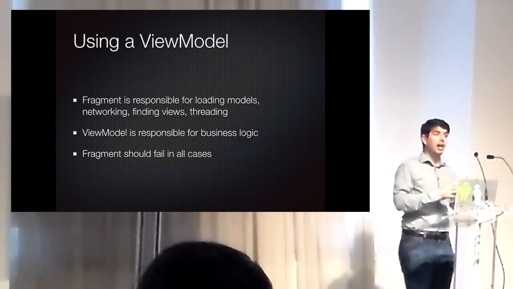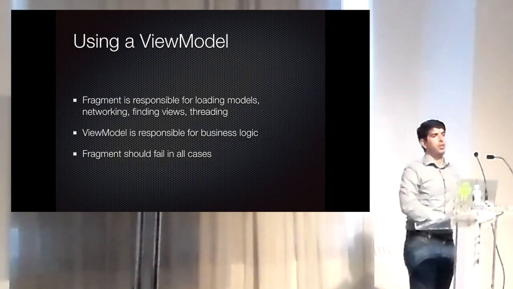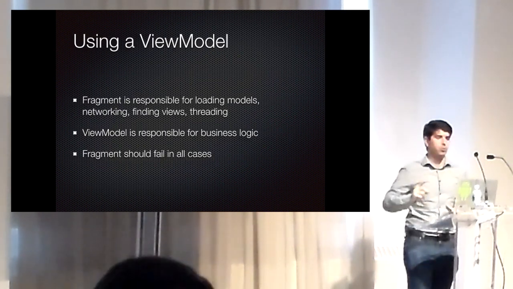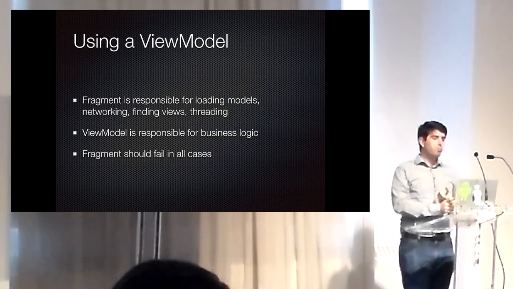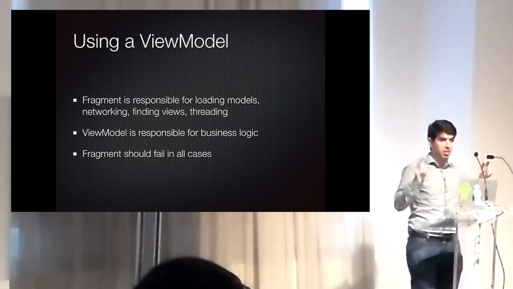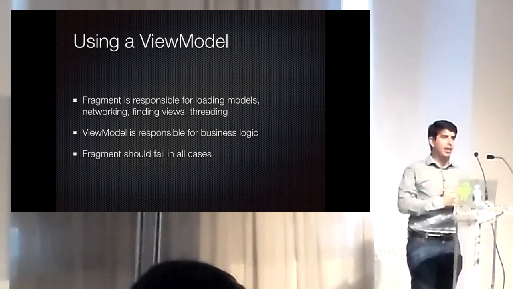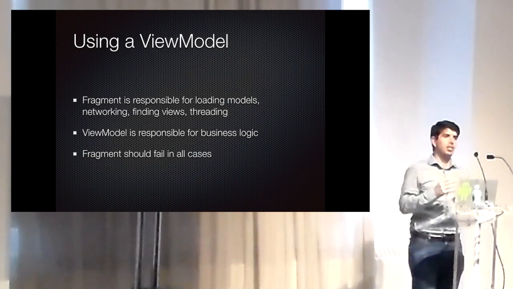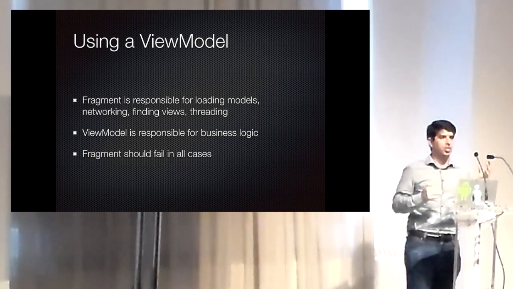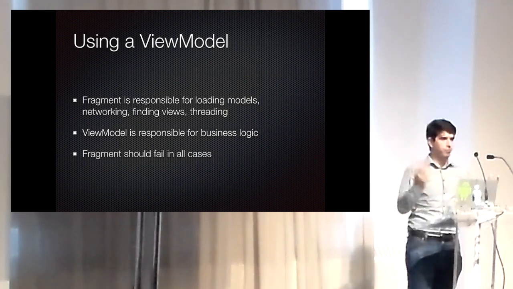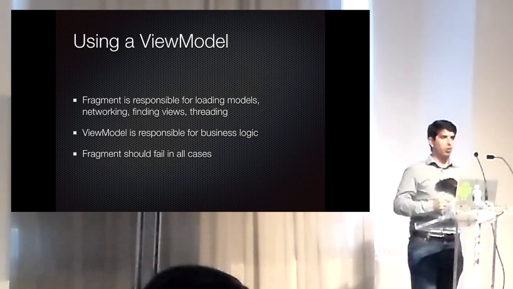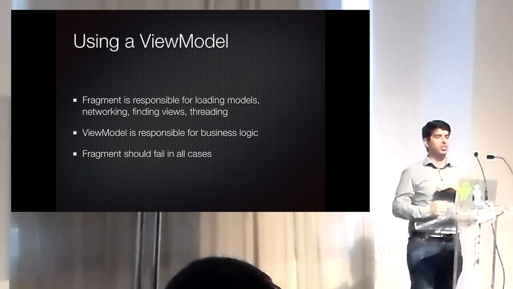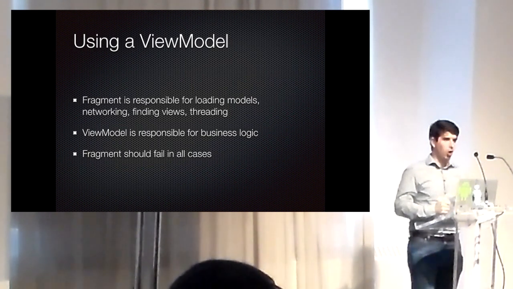So the fragment still has a lot of work to do. It's responsible for network calls, it's responsible for threading, it's responsible for finding the views and then passing them into the view model. But the view model holds your business logic. And the nice thing about this is you basically start thinking the fragment is there just to glue the data and the views to your view model. So if your networking code is broken, it's broken all the time. If your data loading layer is broken, it's broken all the time.